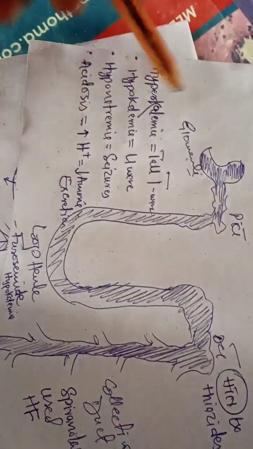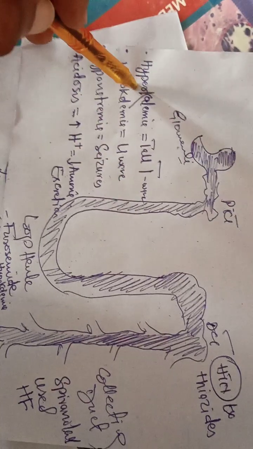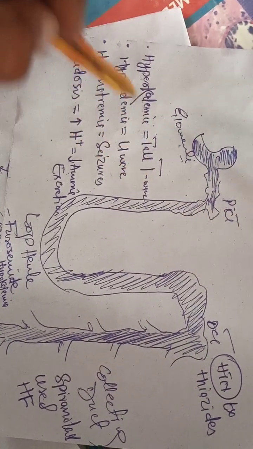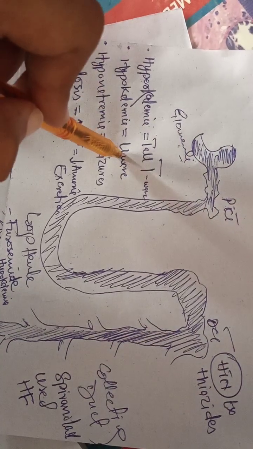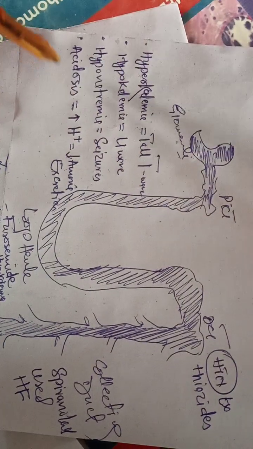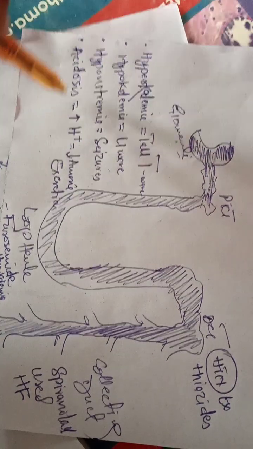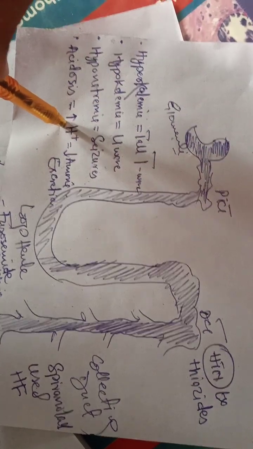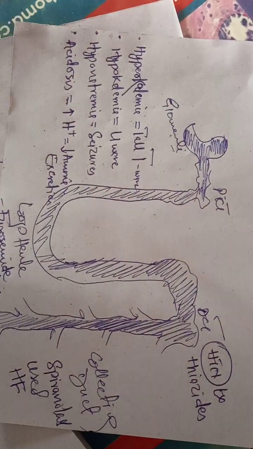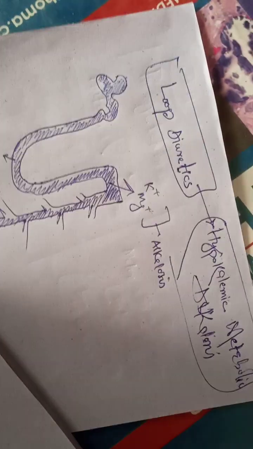So what are the findings that happen due to these diuretics? When hyperkalemia develops, a tall T wave is found on ECG. Hypokalemia is present with the U wave in the ECG. Hyponatremia presents with seizures in the patient, and acidosis occurs because of excessive proton ion buildup in the body or decreased ammonia excretion, which results in these findings.